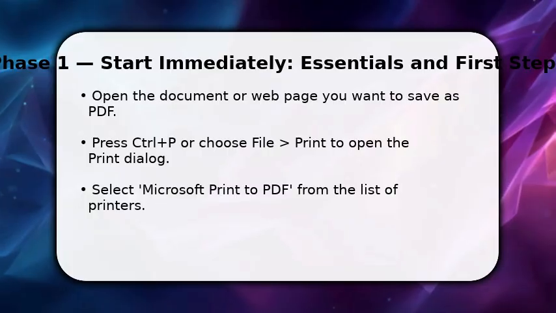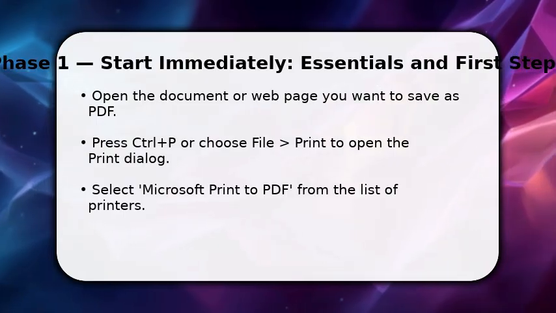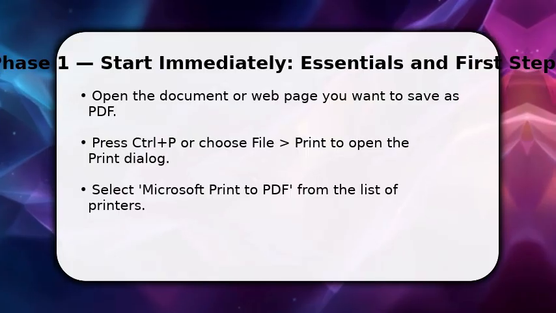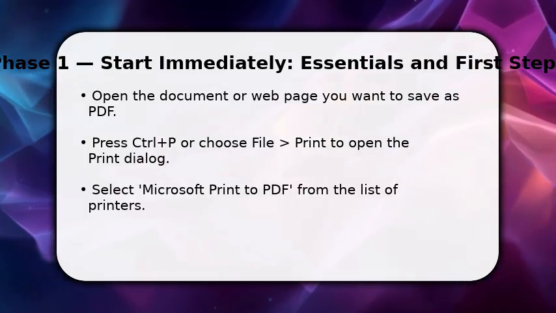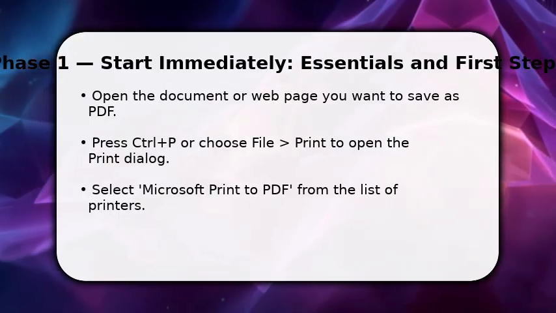Enjoy the video. You'll begin by opening the file you want to convert, then press Ctrl+P or pick File and Print. Once the print dialog appears, choose Microsoft Print to PDF as your printer. This routes output to a PDF file instead of a physical device.